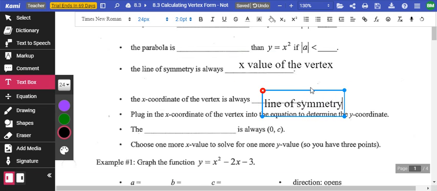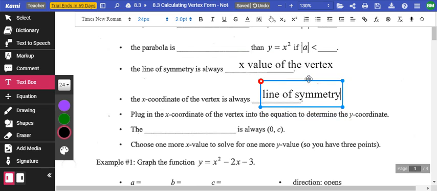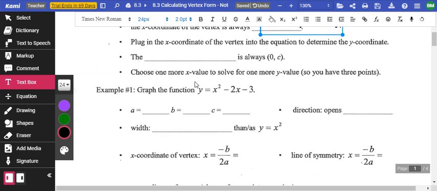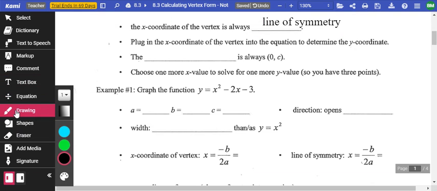Plug in the x coordinate of the vertex into the equation to determine the y coordinate. The y-intercept is always C. Choose one more x value to do this. Okay, so let's talk about this.